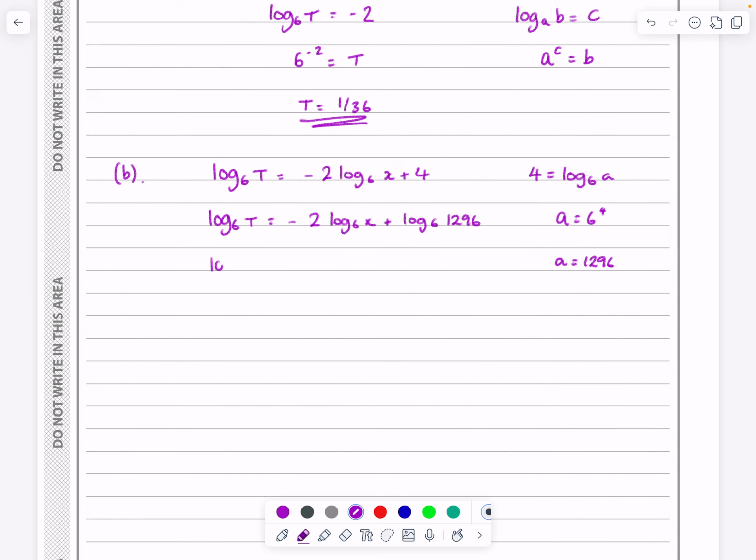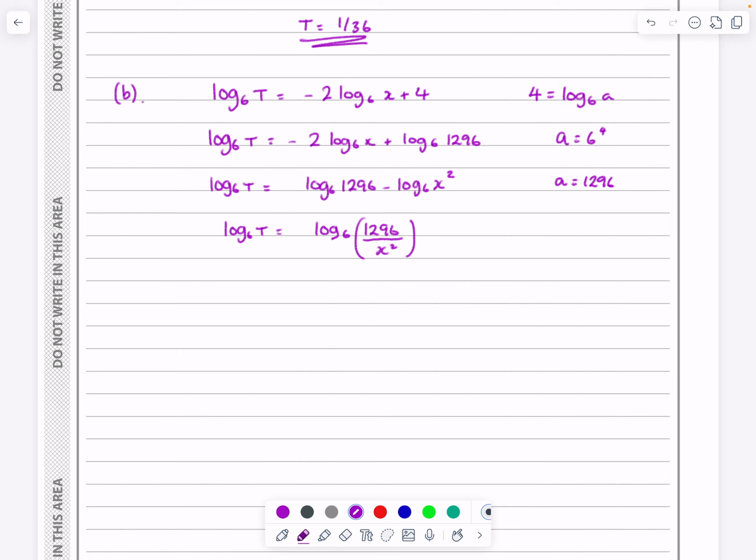So I would have that log 6 t is equal to log 6 of 1296, and then instead of having minus 2 log 6 x, I'm going to have minus log 6 of x squared. I'm using the power rule, that goes up there. And then obviously a log minus a log is the same as log 6 of 1296 divided by x squared. The whole point is that I can now basically ignore the logs, take the anti-log of those two things. So I'm just going to get that t equals 1296 over x squared. So that's the answer.